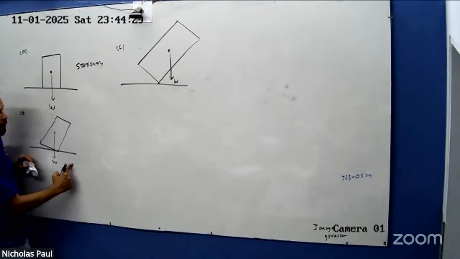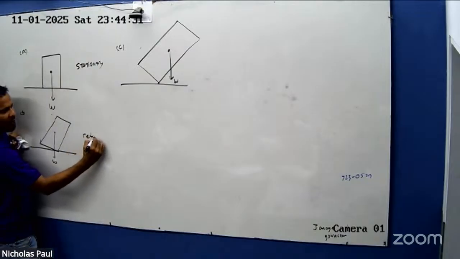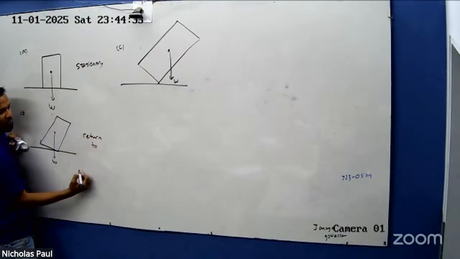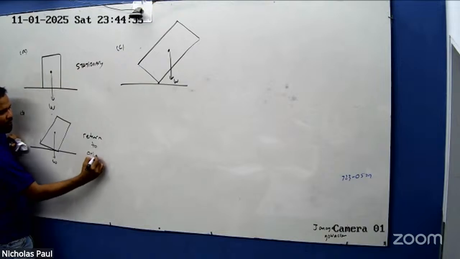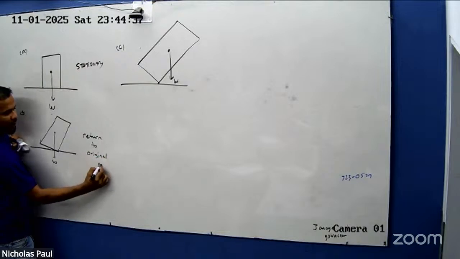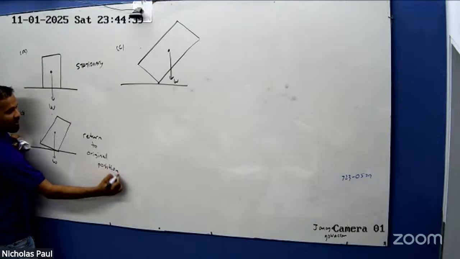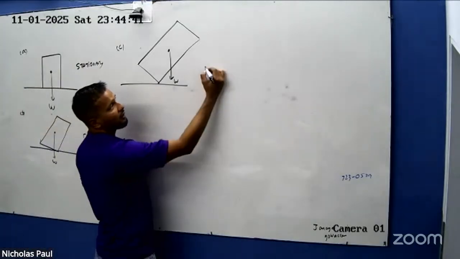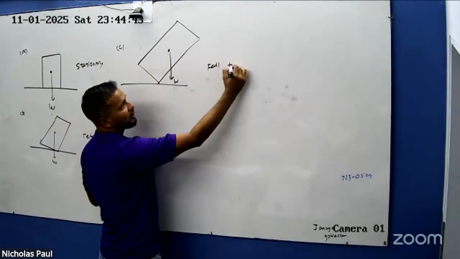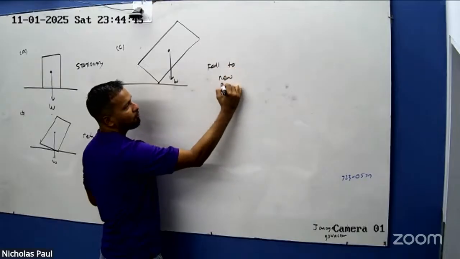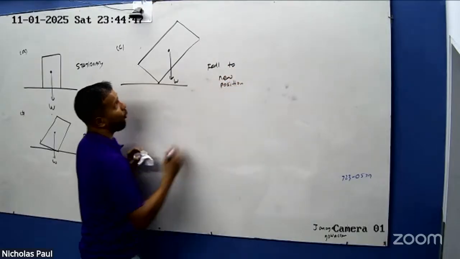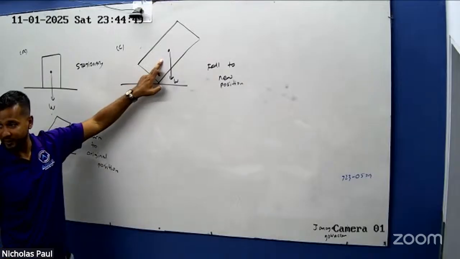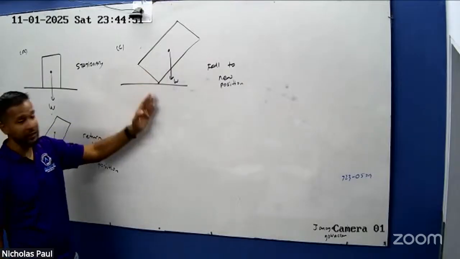Here, what will happen? Here it will return to the original position. Here it will fall. It will fall to a new position. And it all has to do with the center of gravity being outside of this base here.